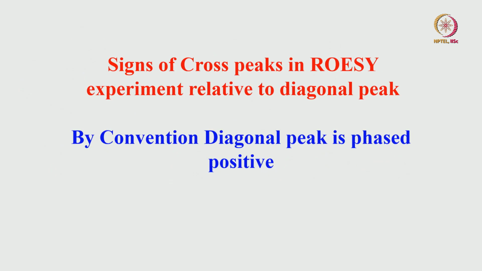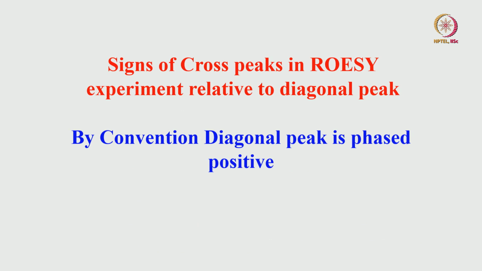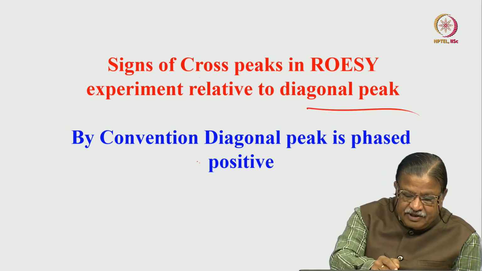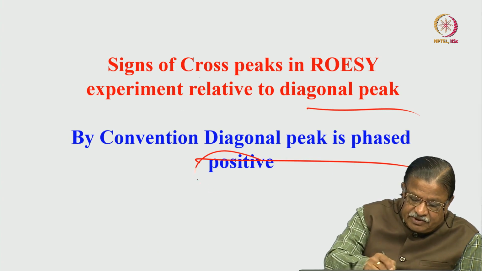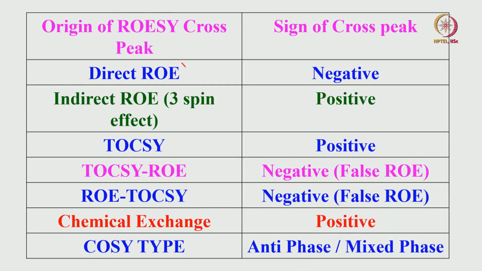And then another few important things you should know is the signs of the cross peaks in ROESY. Because ROESY, and I will tell you later, exchange spectroscopy, EXSY, and then TOCSY, all these peaks will come into the picture here. See, these are the signs of cross peaks in the ROESY experiment relative to the diagonal peak. Conventional diagonal peak is always phase positive. Consider ROESY. This is a ROESY cross peak. If there is a direct ROE, the cross peak is negative, with respect to the diagonal. Diagonal is positive.